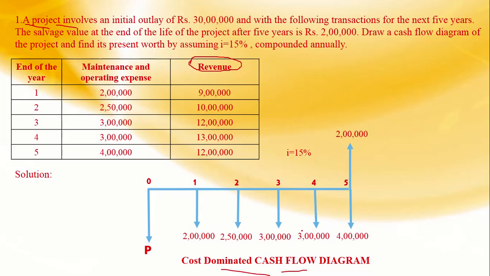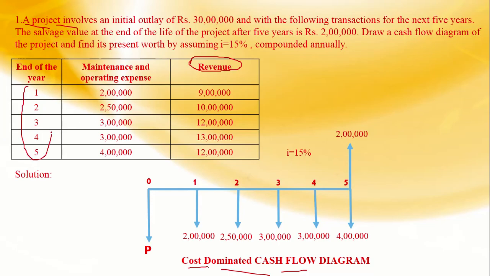They gave maintenance and operating expense. It is a cost. It is expenditure by that company. So, we are going to solve one by one. First, we are going to draw the cost dominated cash flow diagram. So, watch carefully. They gave 5 years.